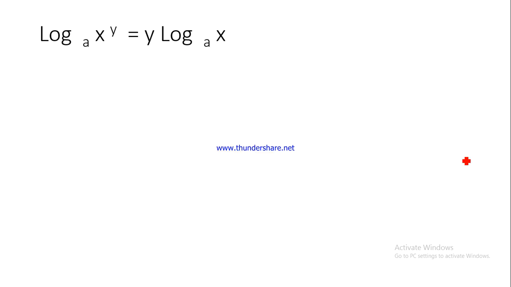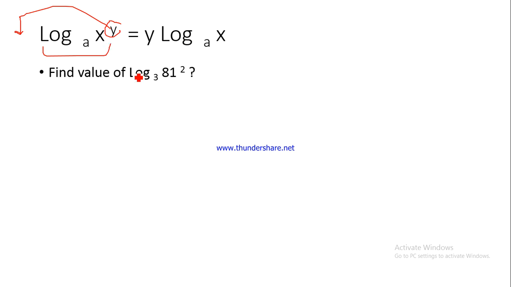Now we are moving on to the 4th property, and I hope you remember that this particular 4th property wherein y is a power of x, here we said that you just need to bring y to this side and then multiply it with the remaining portion. So this would be same as this one. So this is what we are going to do now. Log 3 base 81 raised to the power 2, right?